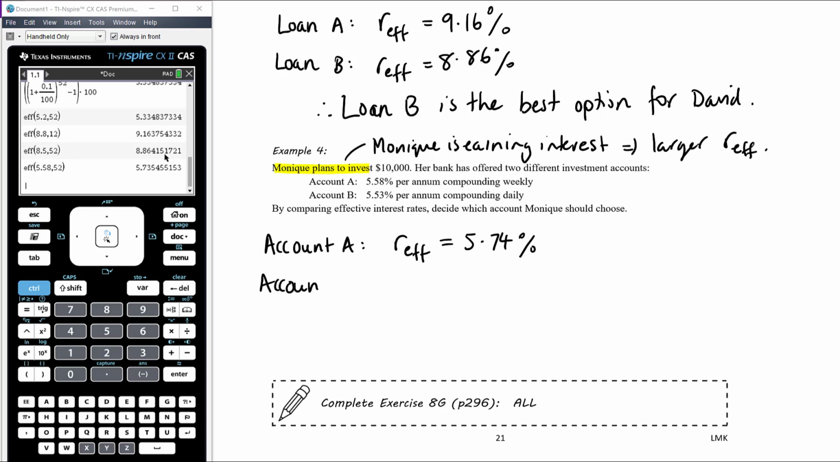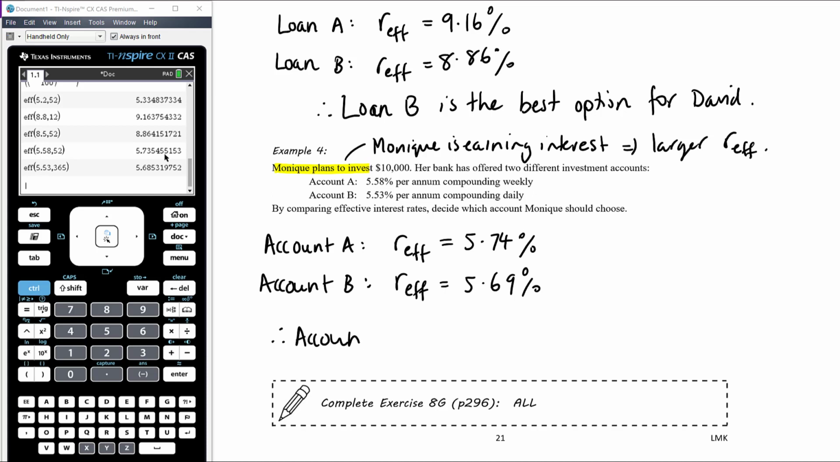Okay, so account B, in this case, menu 852, the nominal rate or annual rate is 5.53, comma, it's compounding daily, so 365 days. So the effective interest rate here is 5.69% to 2 decimal places. So she wants the larger effective interest rate, and so therefore account A is going to be best. Account A is best for Monique. Okay, so exercise 8G is the final exercise in chapter 8.